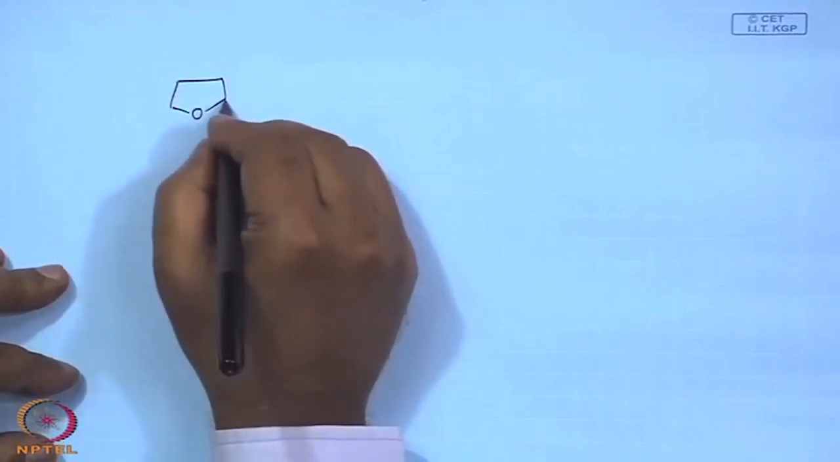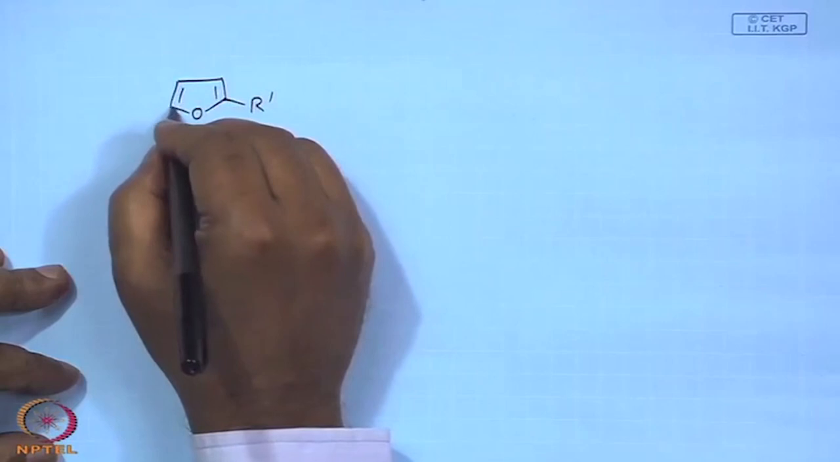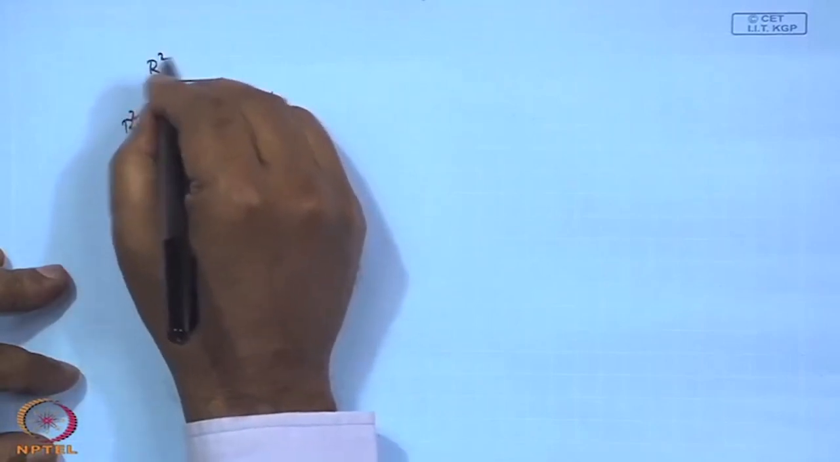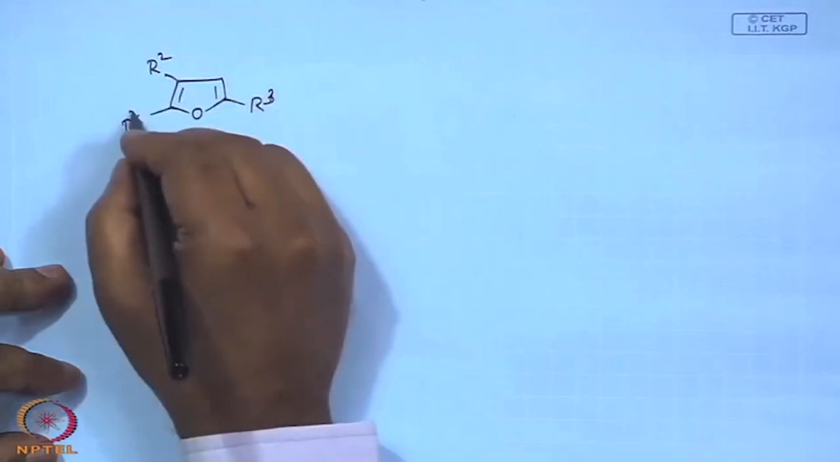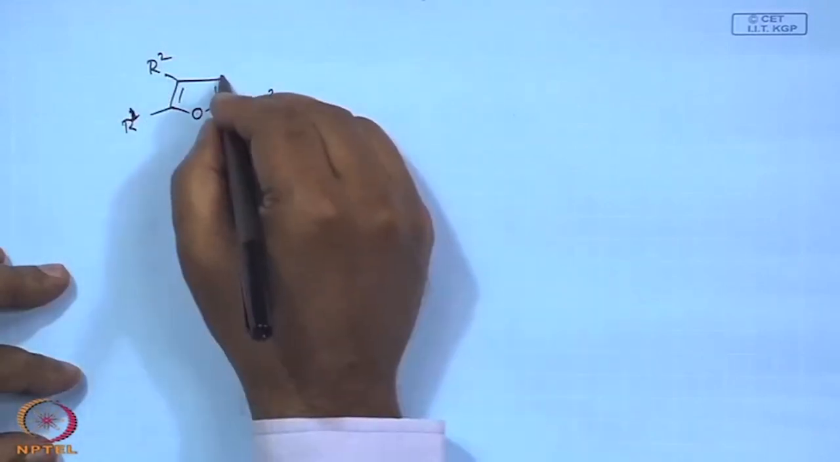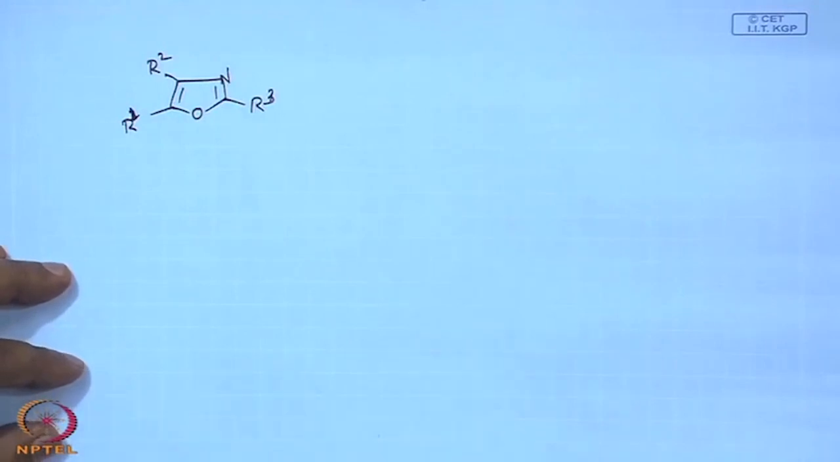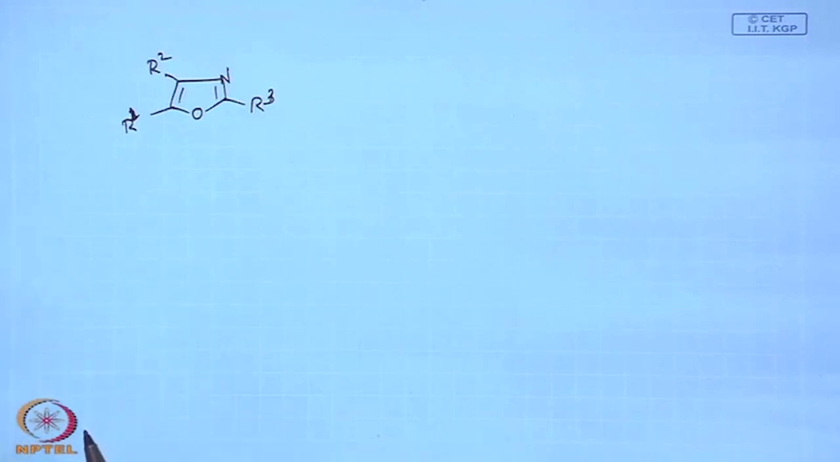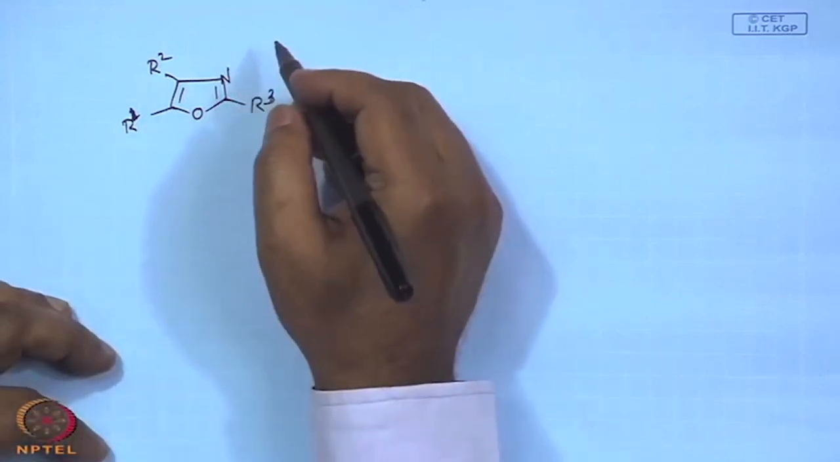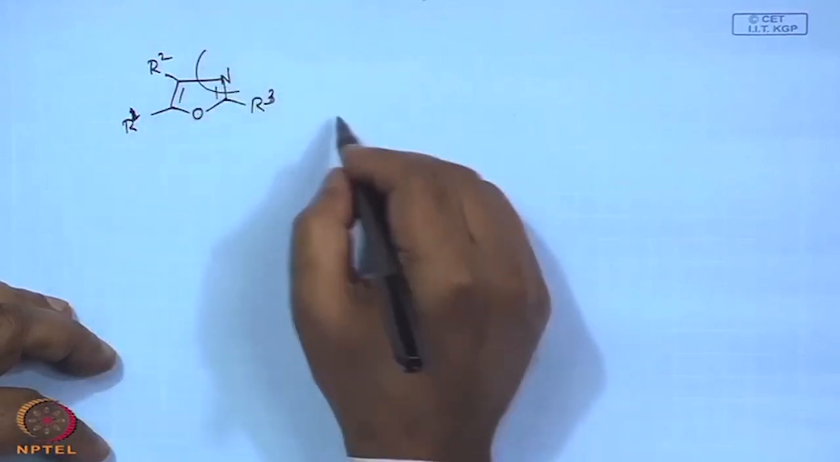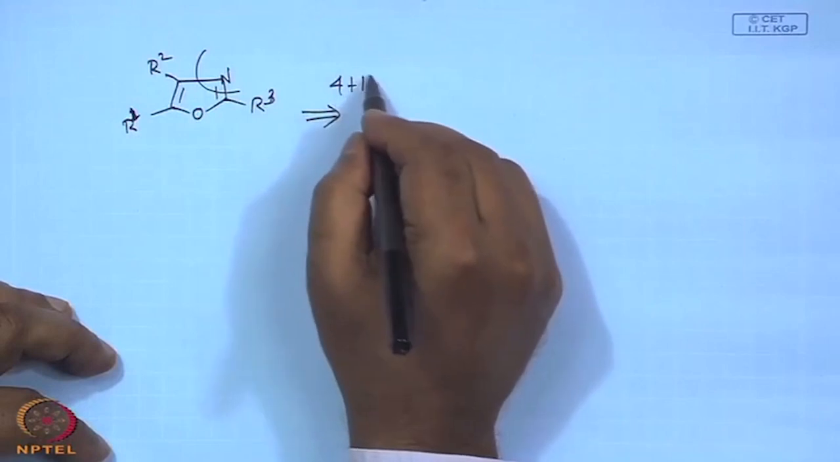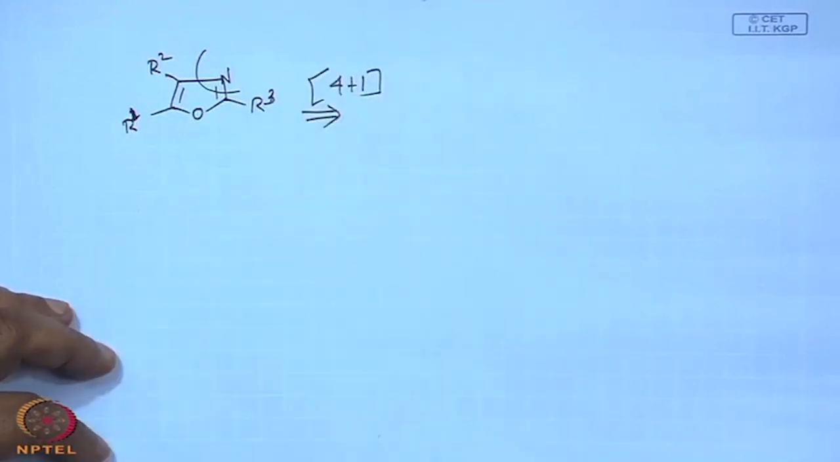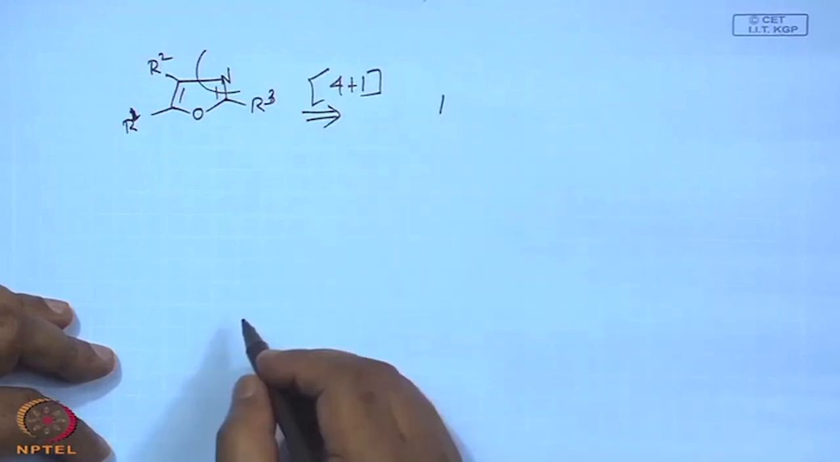Next one could be an oxazole. Once again, I am writing the same old thing here: R3, R1, R2, and this nitrogen here. Now you want to break this again in a 4 plus 1 way. So how would it look? It will look like this.